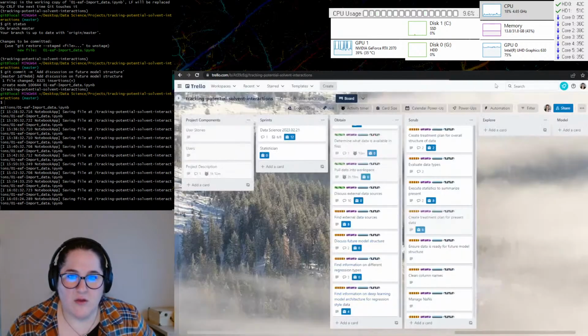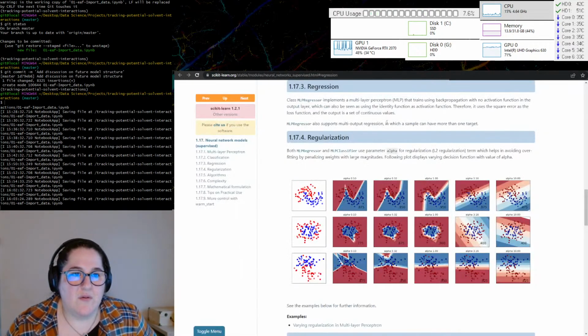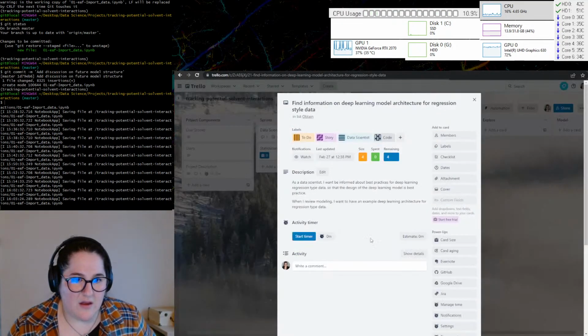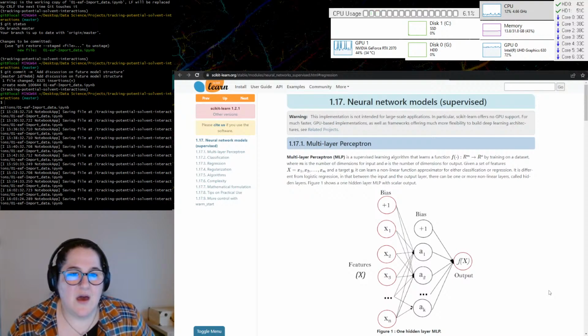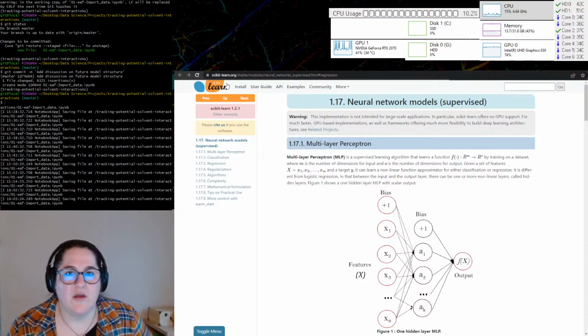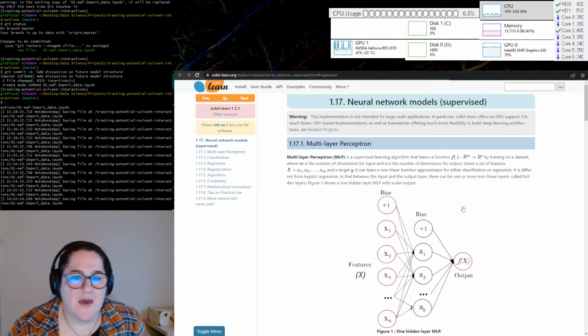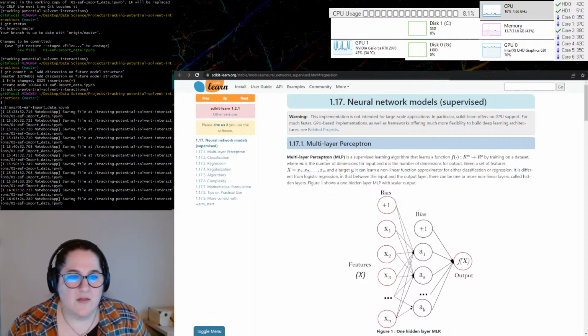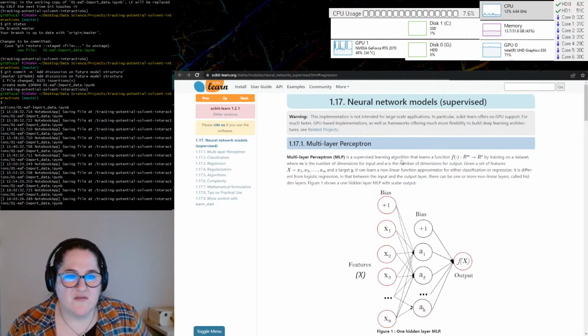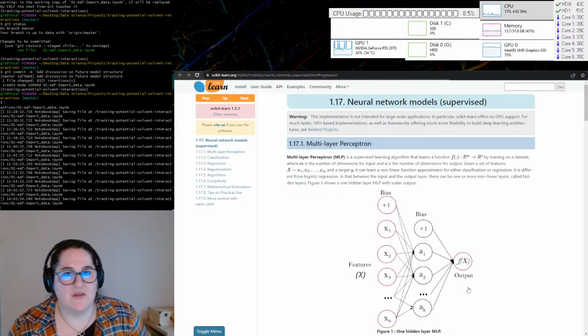Find information on deep learning model architecture. So that, I believe, is here. Neural networks that are supervised. So right now we are working on best practices for deep learning regression type data. I just want to start with the documentation, and you start with scikit-learn to do neural network type modeling. Multi-layer perceptron. We already looked at what a perceptron was, and so we'll be pulling that idea into this model. But notice I didn't really pick out the perceptron for our regression.